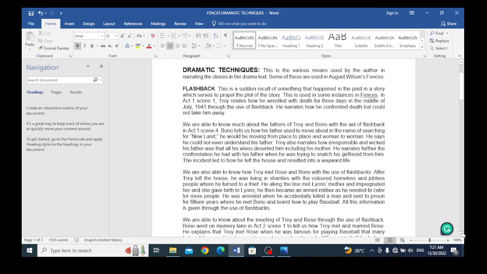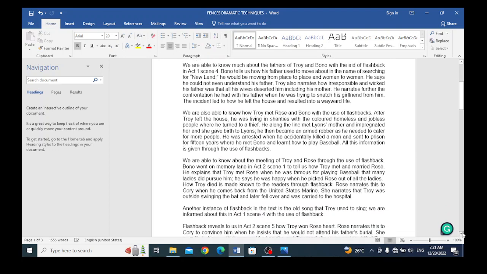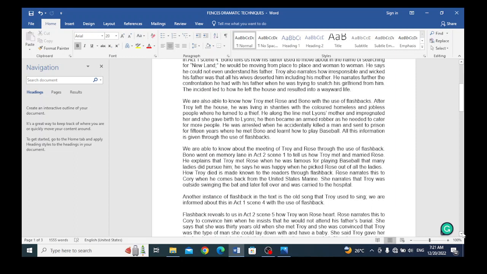We are also able to know how Troy met Rose and Bono with the use of flashbacks. After Troy left the house, he was living in shanties with the colored homeless and jobless people, where he turned to a thief. He along the line met Leon's mother and impregnated her, and she gave birth to Lyons. He then became an armed robber as he needed to cater for more people.